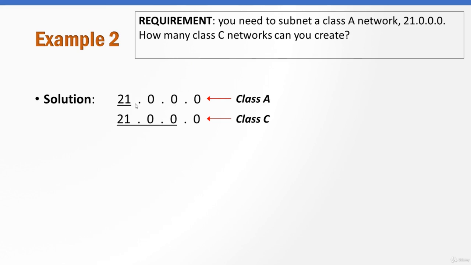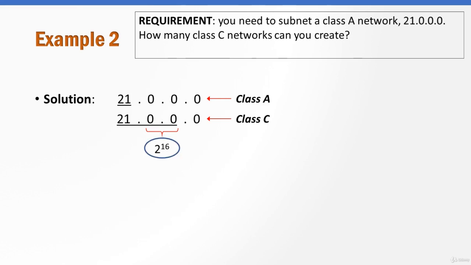So in a Class A network, the first octet is going to be the network portion, and we can't change that because that's defined in the requirement. We get a Class A network 21.0.0.0, and the network portion you can never change. So the only part we can change are these 2 octets in the middle, and that's 2 to the power of 16. So that is our answer. That is the number of Class C networks we can create out of any Class A network.